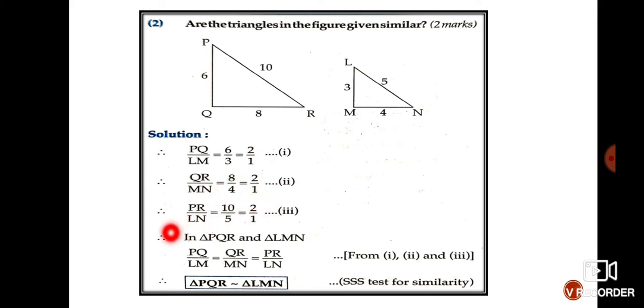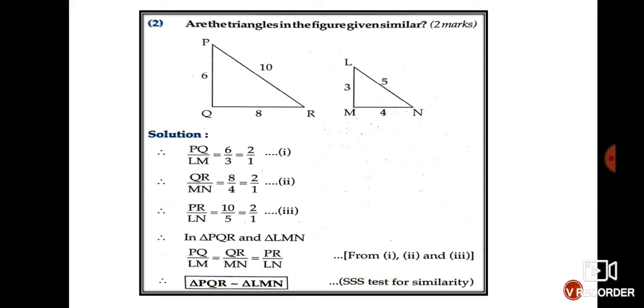Therefore, we can say that in triangles PQR and LMN, all these values are equal. That is PQ upon LM is equal to QR upon MN is equal to PR upon LN. Therefore, the triangles are similar by SSS test of similarity.